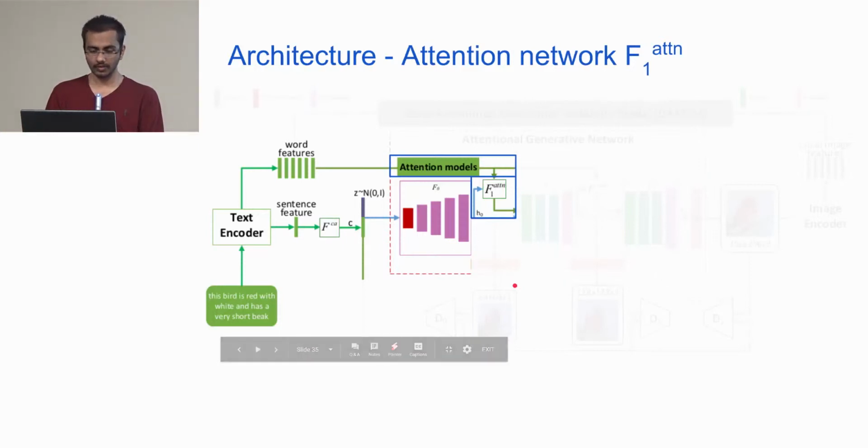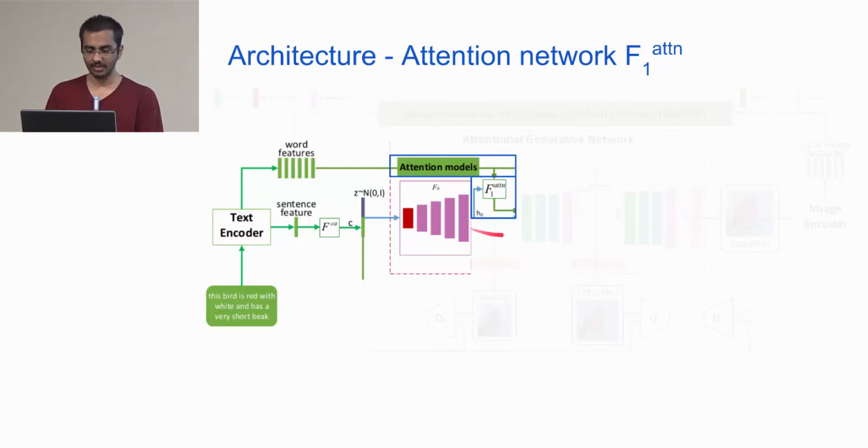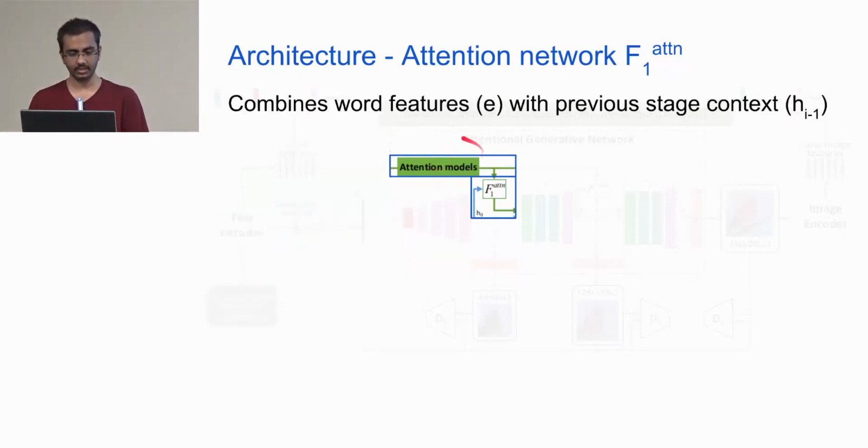So moving on, this is the attention model, which is basically the heart of the paper. We'll look into how it takes this H, or the context vector at this stage, and gives you the word context or region context vector, as we'll see later on. So let's get into this attention model. It does the role of combining the word features, which is E, with the previous stage context, H i-1. So this first F1 takes H0 as input and you combine them.